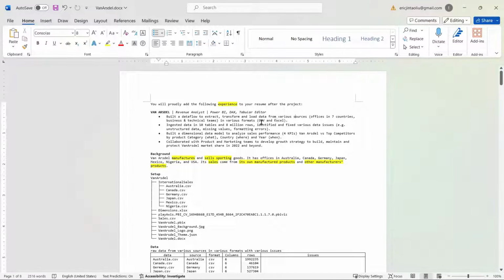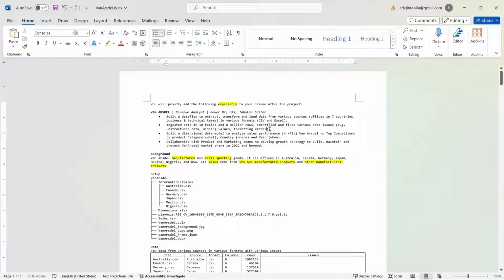If you recall, we had data in CSV format and Excel. The data is actually not small. So I wouldn't say this is big data, but it's a significant amount of data. So you should mention that. So you could put: ingested data in 10 tables and 8 million rows.